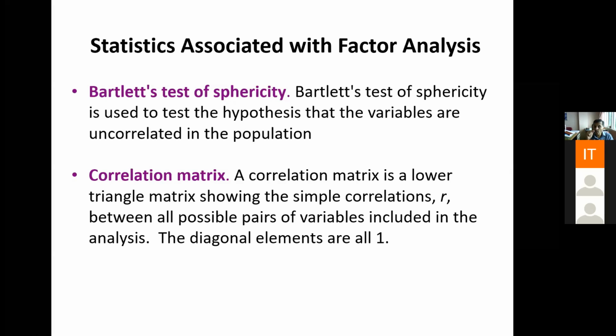If my variables are correlated in the population, then only I can proceed with the process of factor analysis. So before factor analysis, I have to check the significance of Bartlett's test of sphericity. And if I find that Bartlett's test of sphericity is significant, then only I can proceed ahead with factor analysis. How do we do it? I will tell you shortly. Simply understand, as I told you earlier, the whole concept of factor analysis is based on whether there is a correlation between the variables or not.